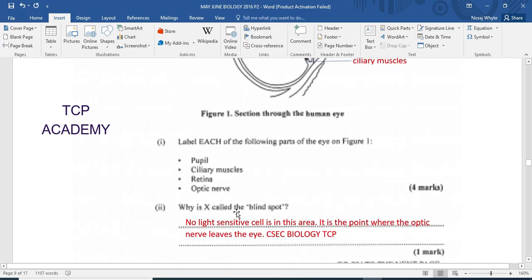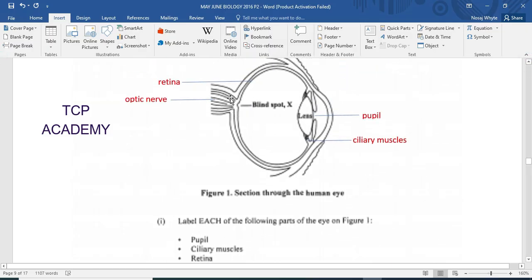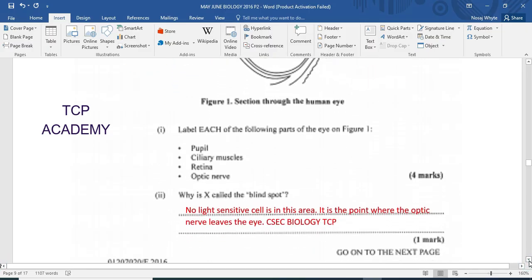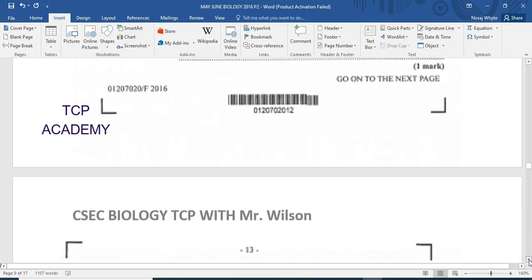Now, why is X called a blind spot? Pretty much that's the area where there is no light sensitive cell, X right here, and it's a point at which the optic nerve is leaving the eye. So no light sensitive cell is in this area. It is a point where the optic nerve leaves the eye, and that's the answer for that. There's no further explanation for that.